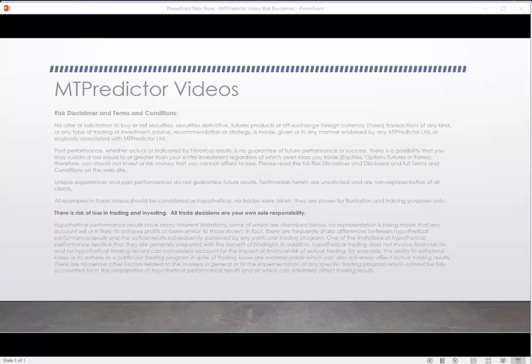But before we look at a chart, I'd like to start with our risk disclaimer and remind you that all examples in these videos should be considered as hypothetical. No trades are actually taken, they're just shown for illustration and training purposes only. Also remind you there's a risk of loss in trading and investing. I'll say that another way. All professional traders know and understand, and more importantly accept, that losses can and will unfold. We'll be looking at some losing trades in today's video as well. All trade decisions are your own sole responsibility.